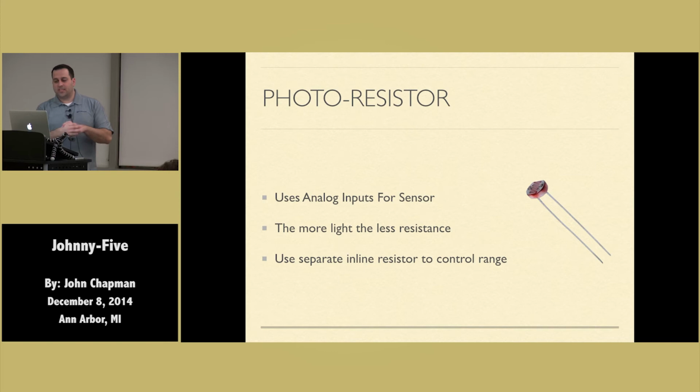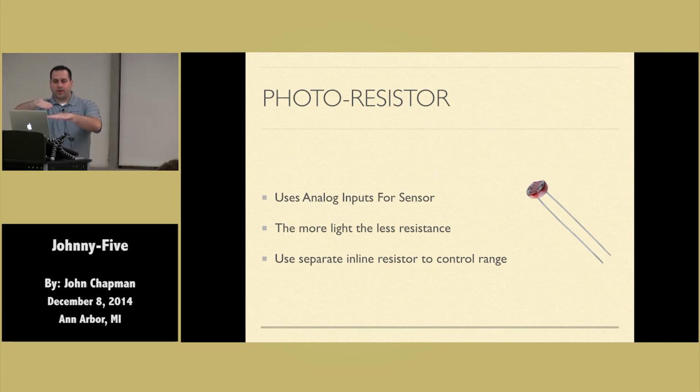Photoresistors. This is an analog input used as a sensor. The more light that's detected by this item, the less resistance there is inside of that resistor. But basically what we're going to do is we're going to have 3 separate photoresistors along in a line.